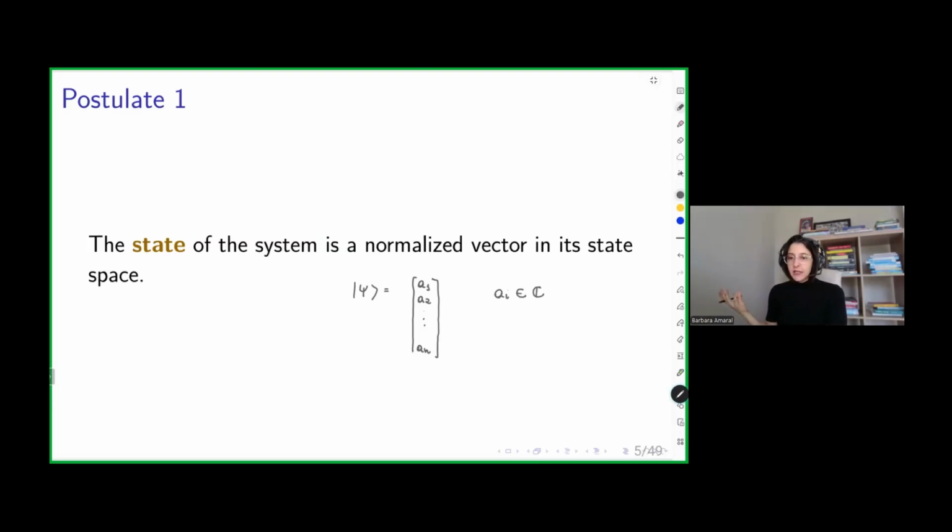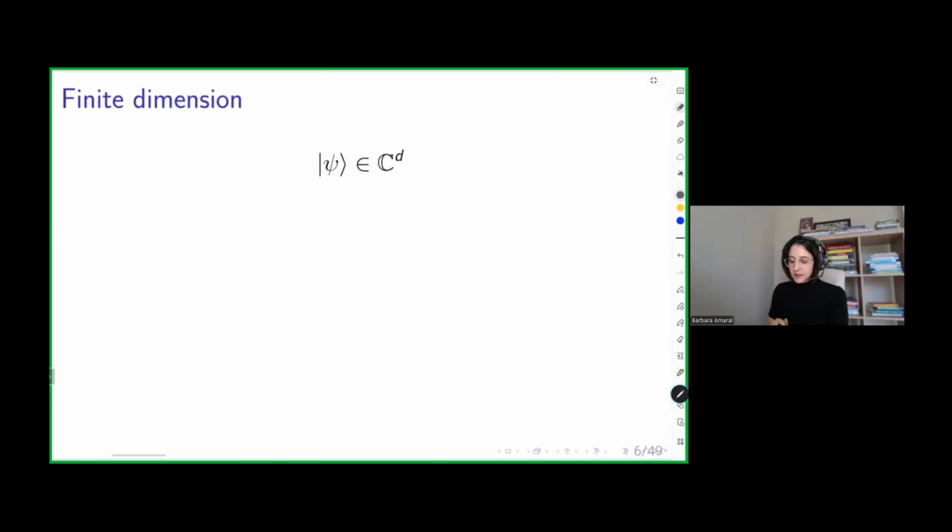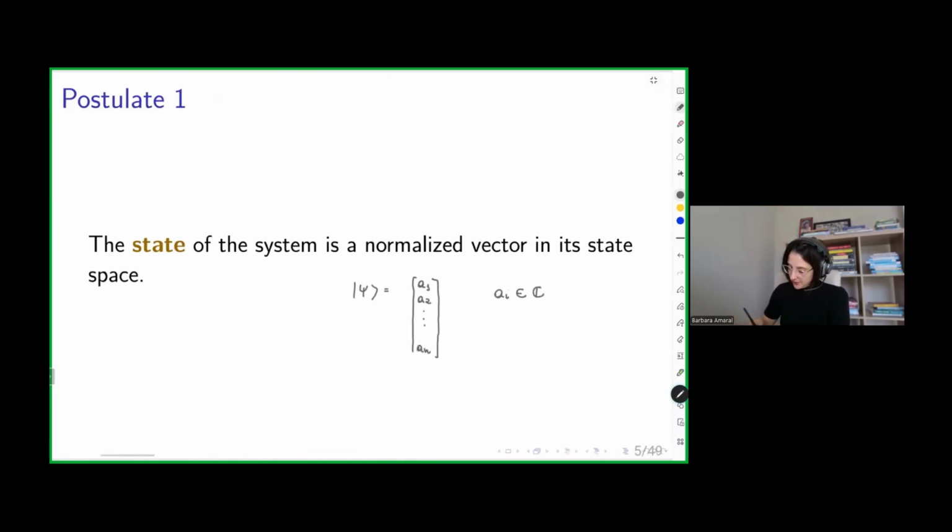Later, we will talk about infinite dimensional systems, which in general we call continuous variable systems. We have a lot of people here working with this kind of system, so it's important to talk about it as well. But that's what we need to keep in mind for now. So we just imagine that we have a vector in a complex vector space of some dimension. Let me just keep the notation here.